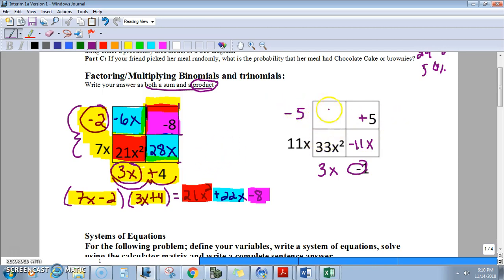Now I know that this square is going to be negative 5 times 3x, which is going to be negative 15x. So my product is going to be 11x minus 5 times 3x minus 1, because that's a negative 1 right there, is equal to 33x squared minus, I'll write small, negative 15 and negative 11 gives me negative 26, so minus 26x plus 5.